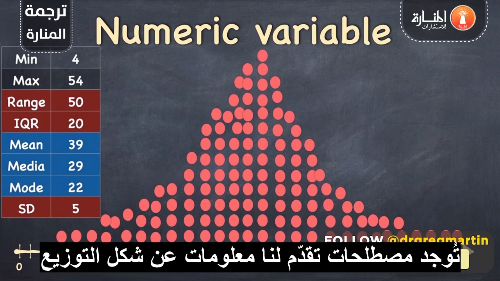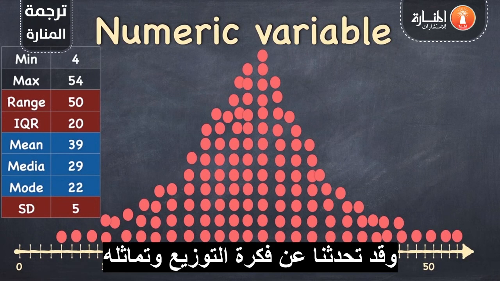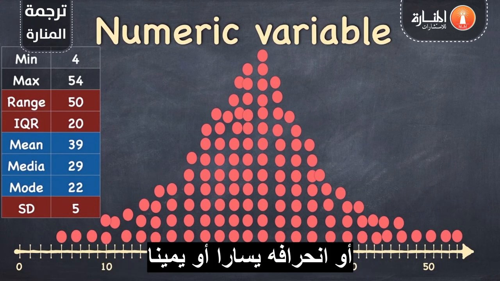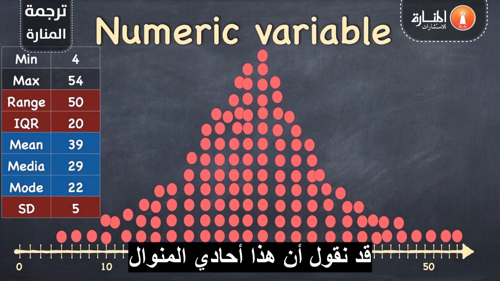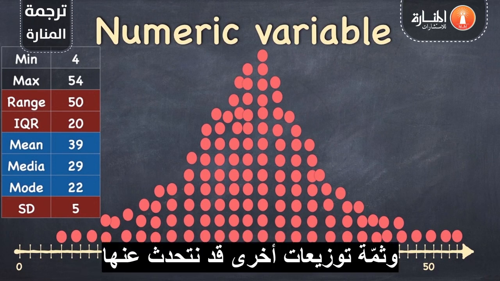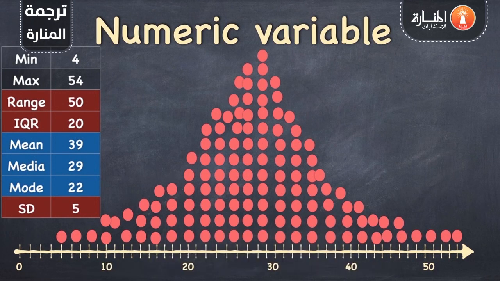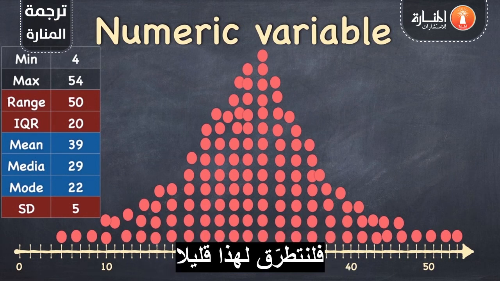Now, we've also got terminology that tells us about the shape of the distribution. We've already talked about the idea of the distribution being symmetrical or skewed to the left or the right. If there's one peak, like in this particular data, we might say that this is unimodal. If there were two peaks, we might say that it's bimodal. And there are other distributions that we can talk about, but the best way to get a sense of how to describe the shape of the distribution is to visualize the data. So let's get into that for a bit.